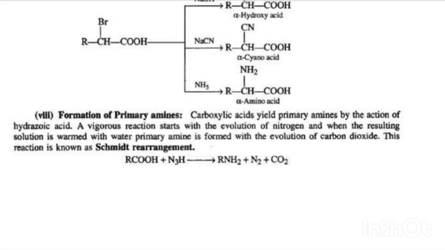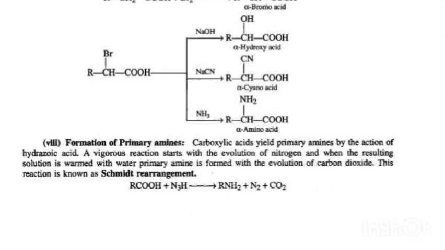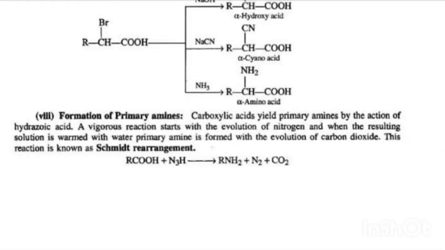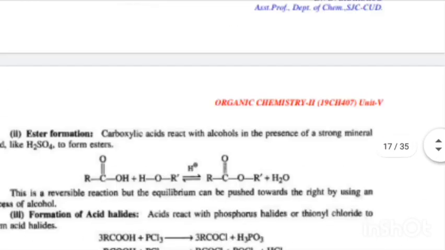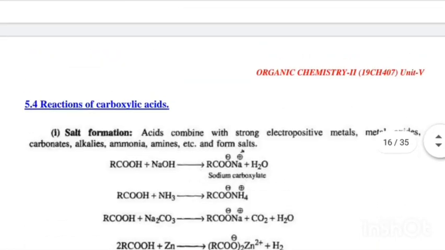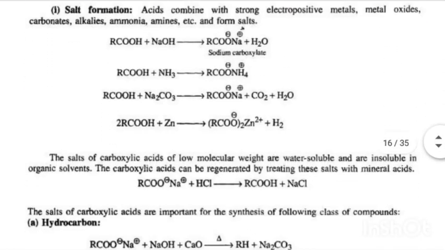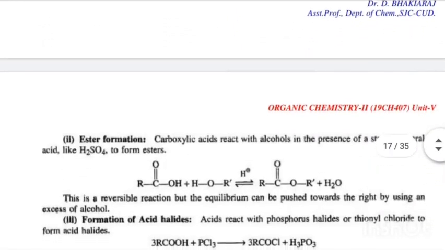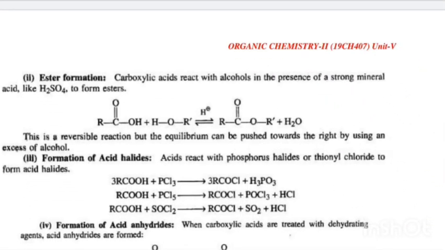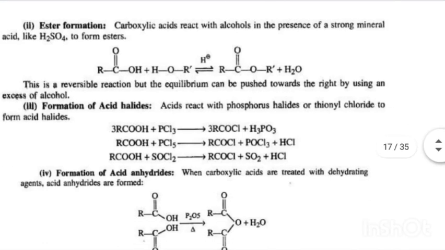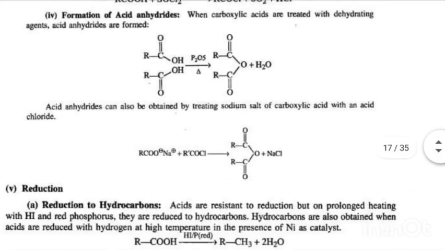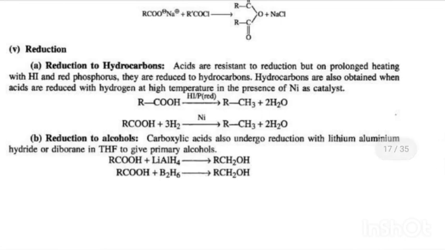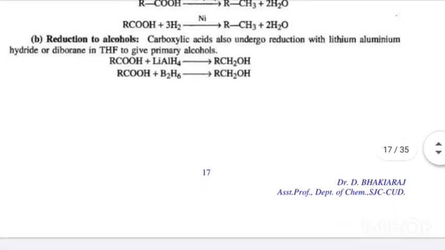So these are all the 8 types of reactions in which the carboxylic acid is involved. The first one is salt formation. The second one is ester formation. The third one is formation of acid halide. The fourth one is formation of acid anhydride. And the fifth one is reduction of carboxylic acid into alkanes and primary alcohols.